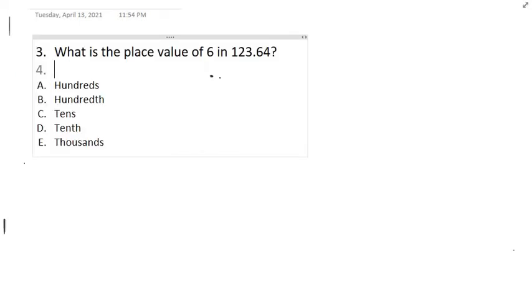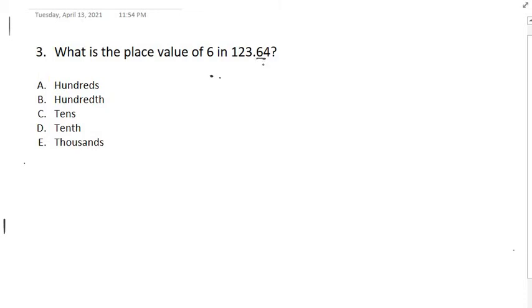Question 3. What is the place value of 6 in 123.64? After the decimal point, the digit you have is always the tenth. Then the next one will be hundredth. So 6 is tenth, D, not tenth.